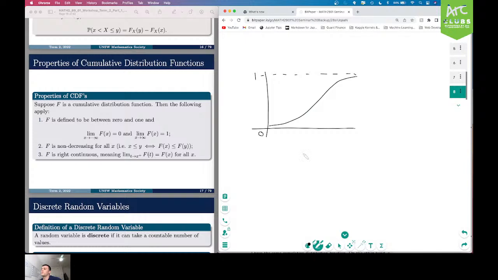So as you approach it from the right, you don't get any sort of weird behavior. It is right continuous. Cool.